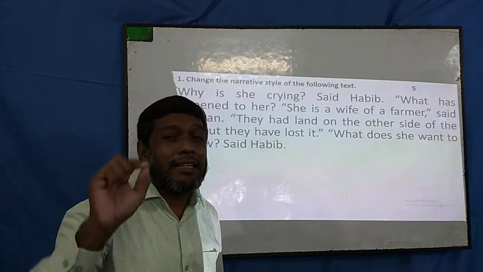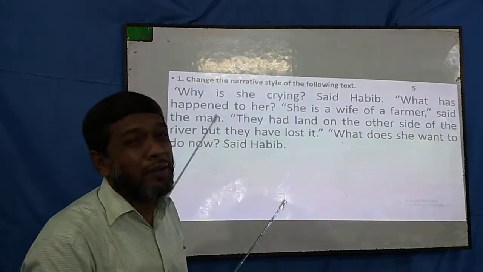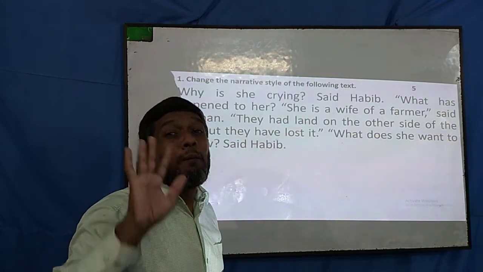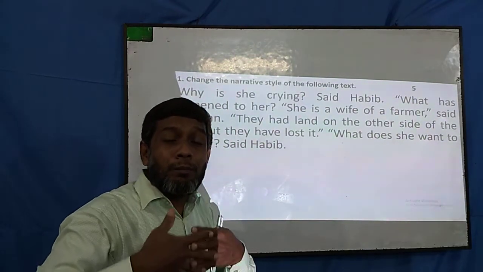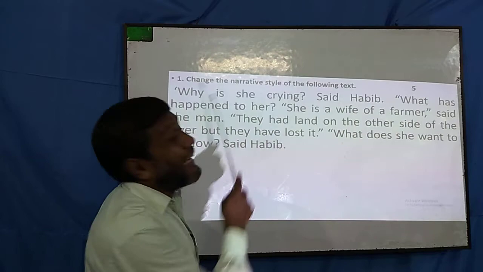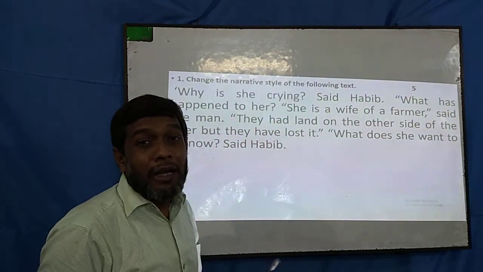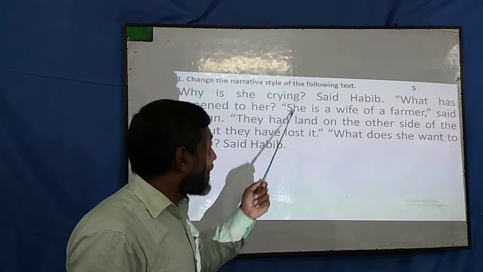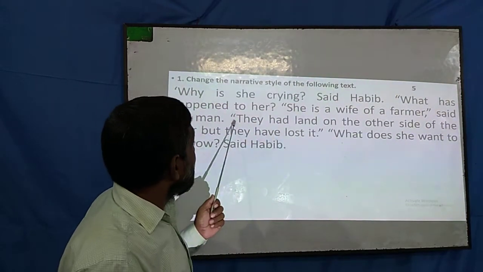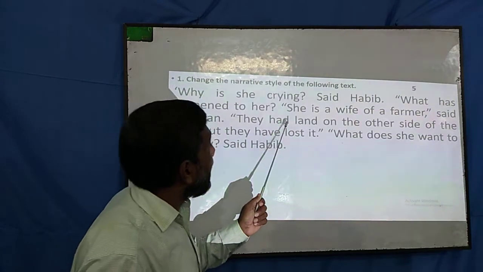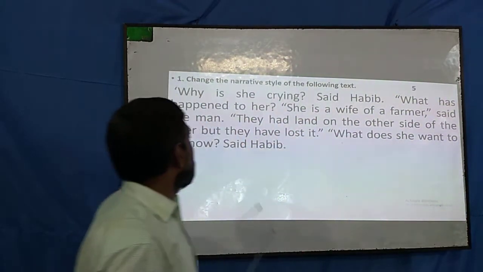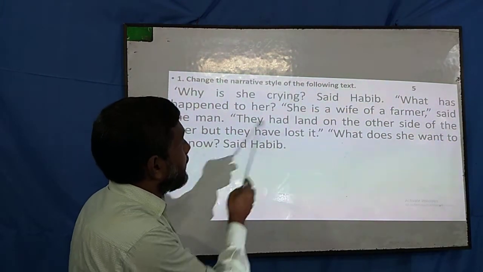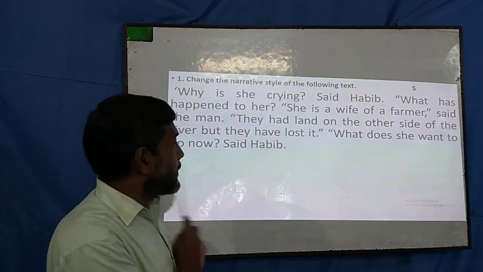So dear students, here is an interesting thing. Here had is the principal verb. So this is in the past indefinite form, and you must change it into past perfect tense. So if you would like to make it past perfect tense, then it will be had, because one had will be the auxiliary verb, another had will be the principal verb, because you know the past participle form of have is had. So the man told that they had land on the other side of the river, but they had lost it, because this is present perfect, it will be changed into past perfect tense.